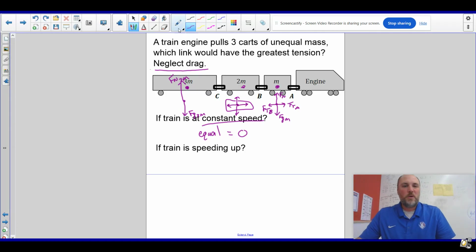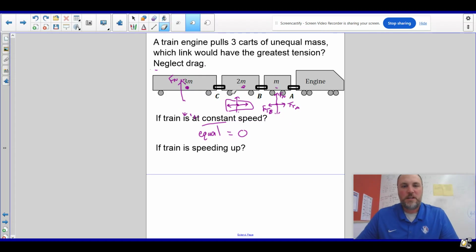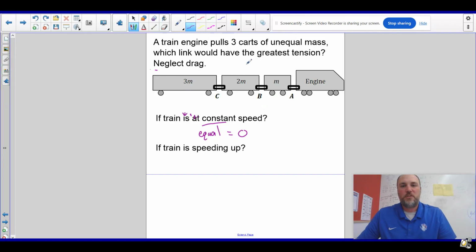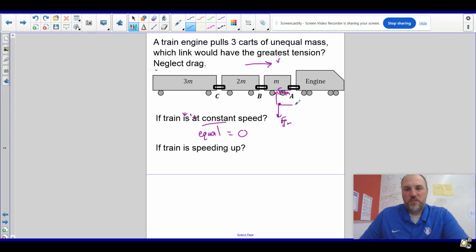Now, it does get more interesting if we want the object to speed up. So as this train is moving to the right, our direction of motion is that way. So I'll just say our velocity is to the right. Now when I draw those free body diagrams, I need the rightward force to win. So for example, if I'm looking at little m, and I've got Fg little m and Fn little m, then I need the tension in link A to be greater than the tension in link B. So the first thing I can say is that the tension in A is greater than the tension in B.